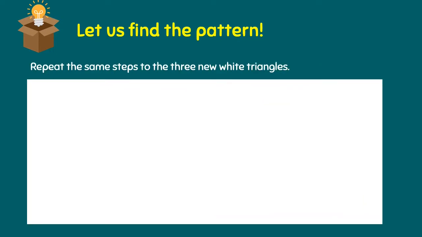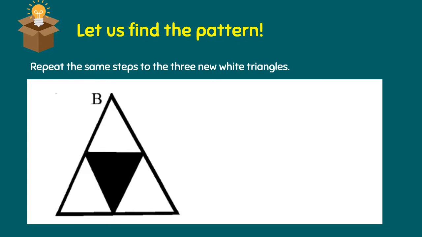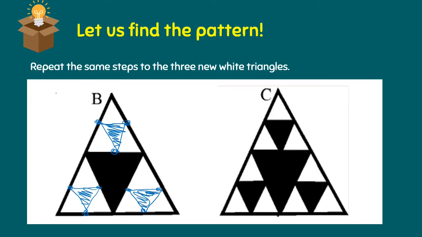Okay, and then we repeat the same steps for the 3 new white triangles. Remember, we only do those steps for the white triangles. So this is the figure that we originally had, and then get the midpoint again, connect, and then shade. Midpoint, and then shade. Midpoint, and then shade. Okay, so this is the figure that we have.